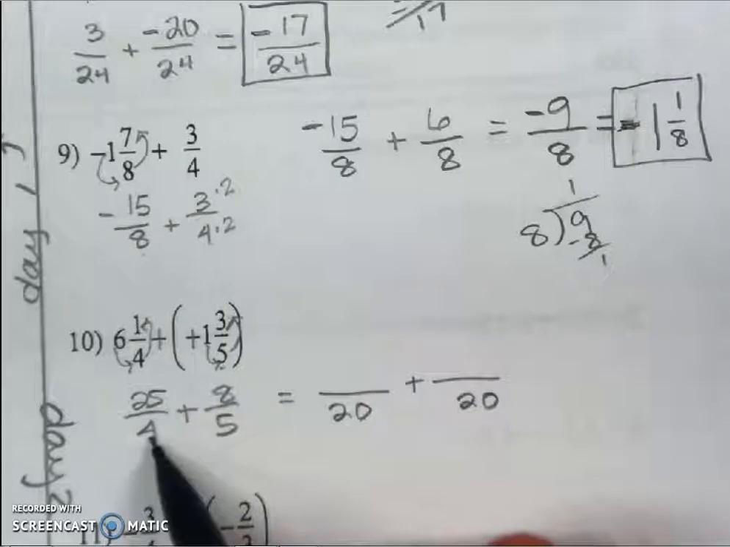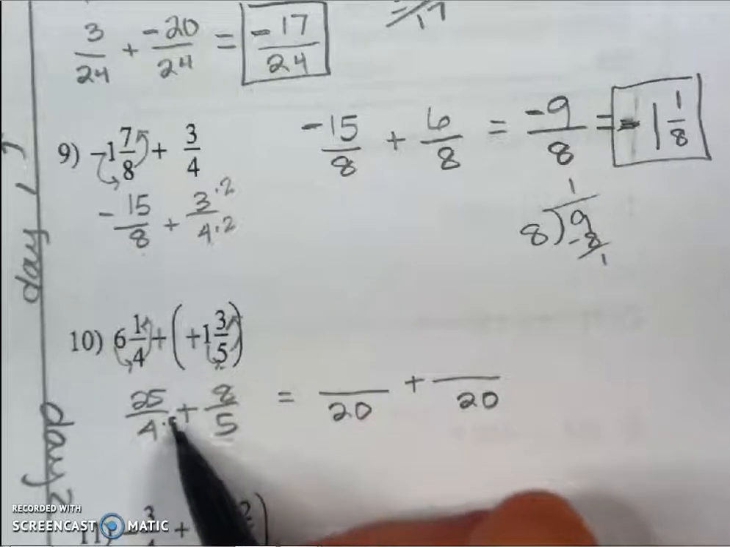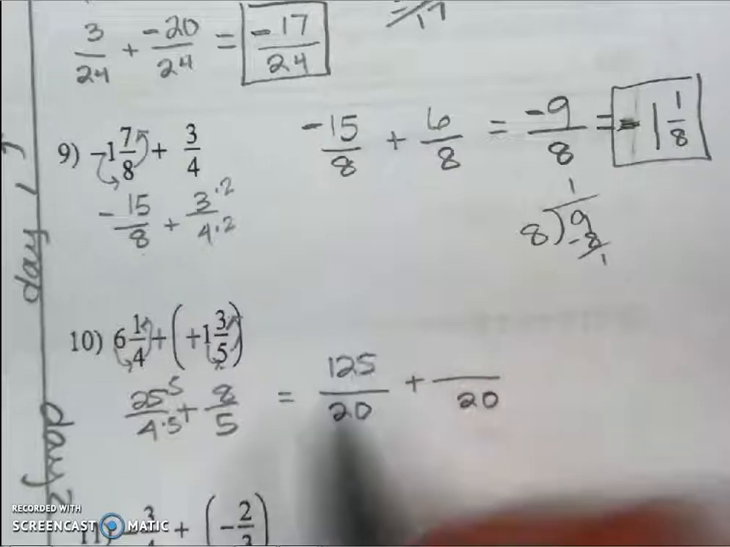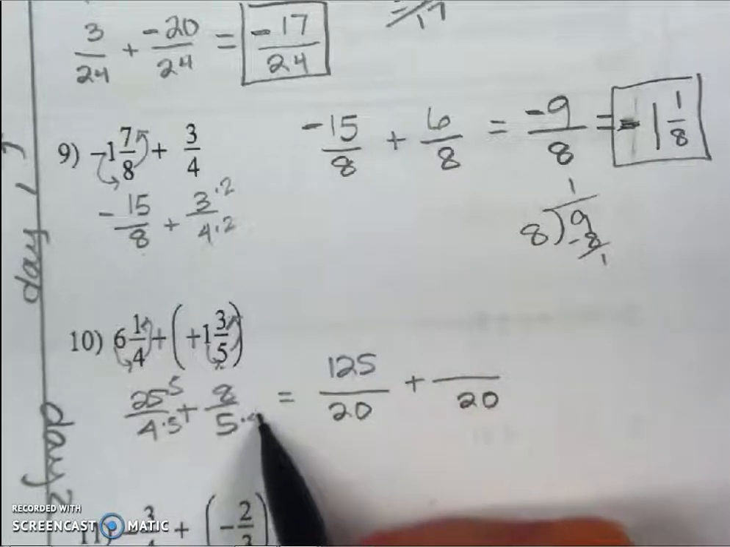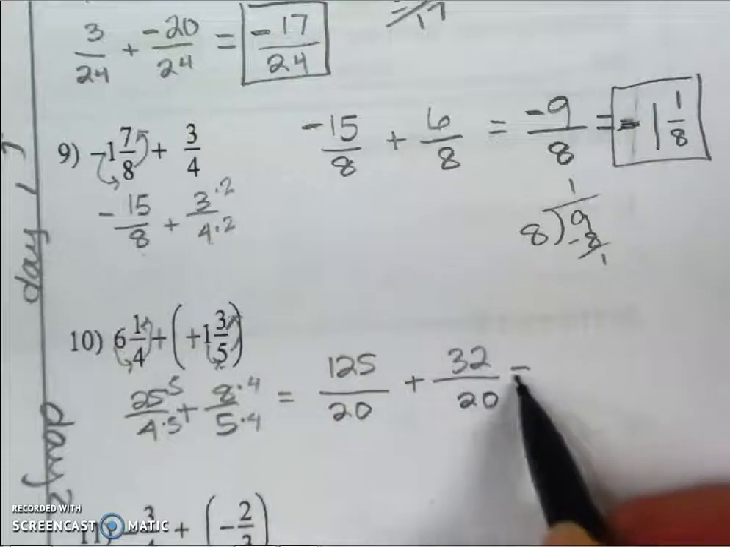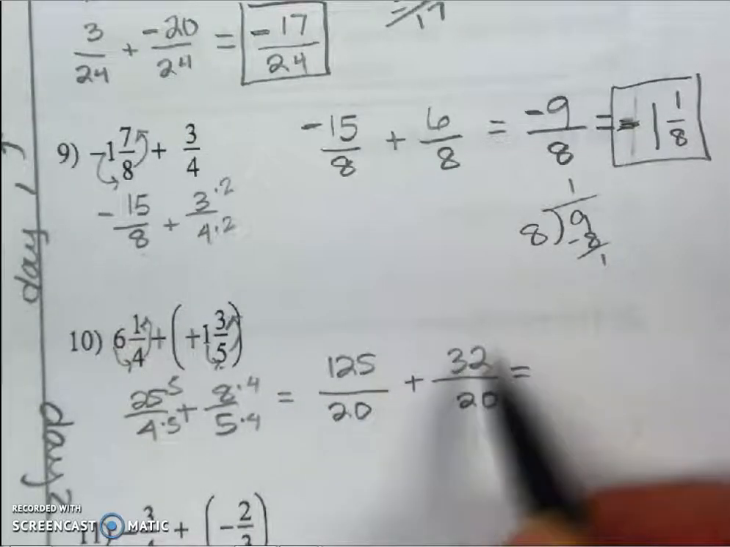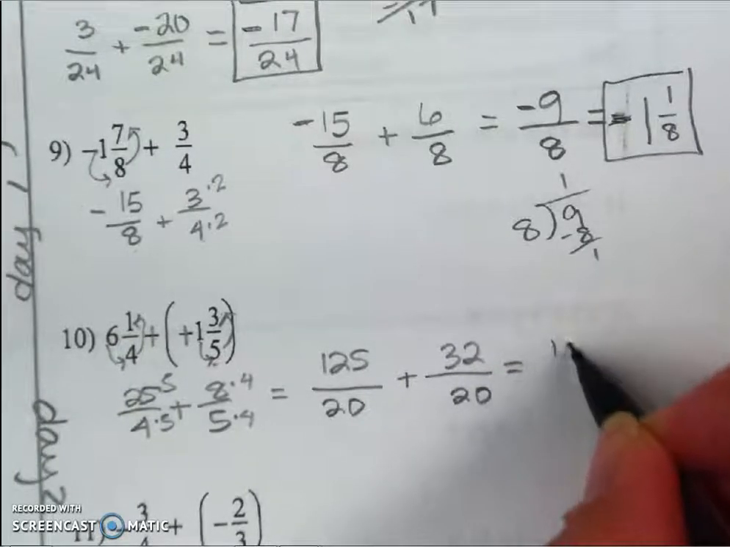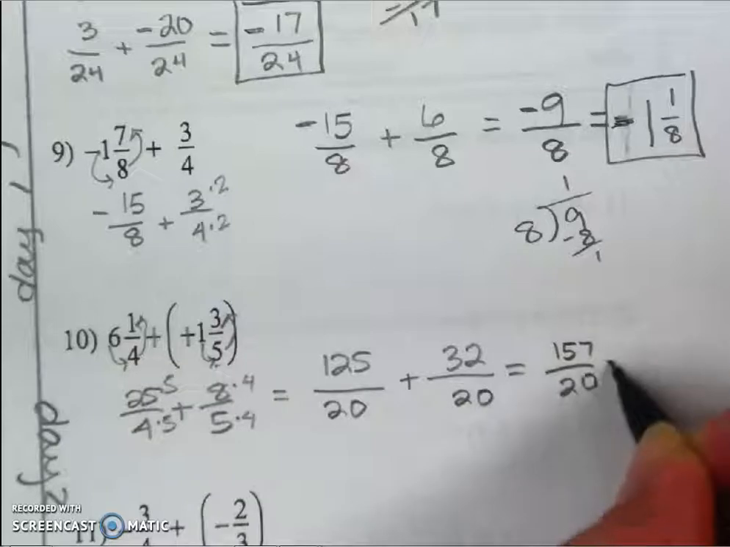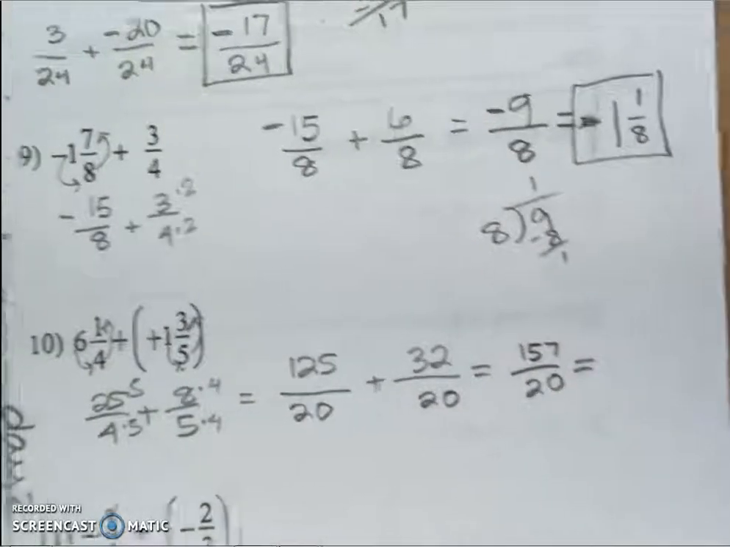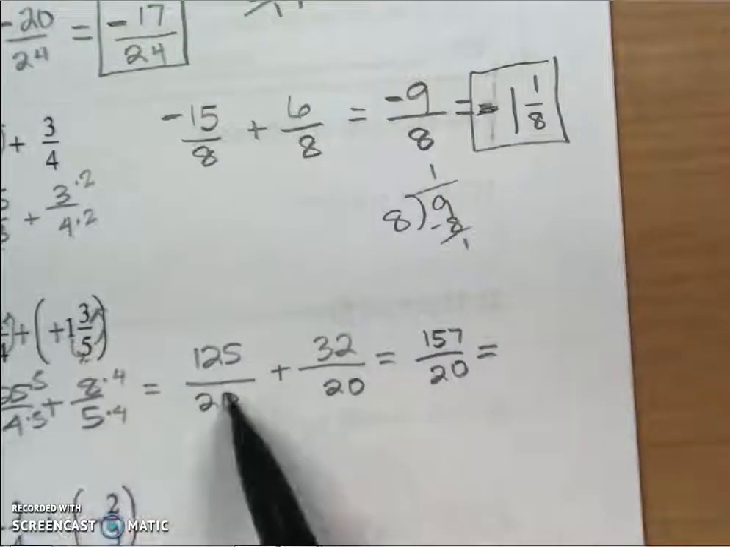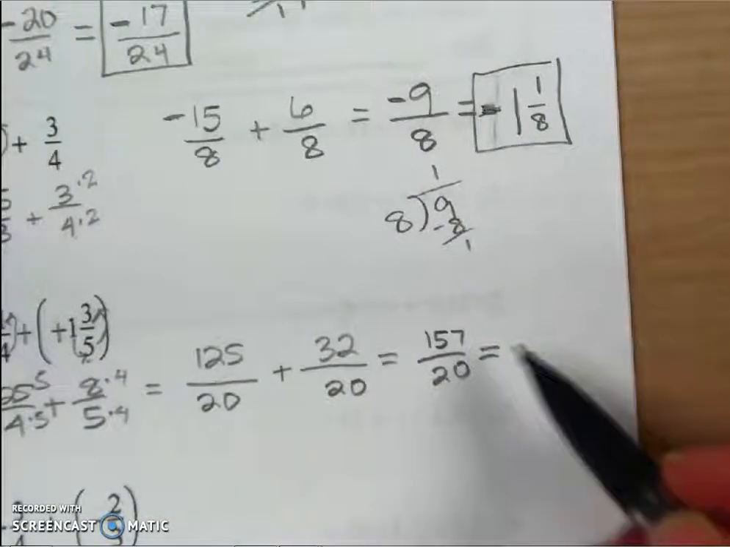All right. To get to 20 from 4, I had to multiply by 5, so I do that to the top. And 5 quarters would give me 125. Over here, I had to multiply by 4, and so I do that to the top, and I get 32. All right. 125 plus 32. You could always work out to the side if you need to, but that's going to give us 157 over 20. And now we change it back to a mixed number, 157 over 20. By the way, I added because they're both positives, same sign, so we add.